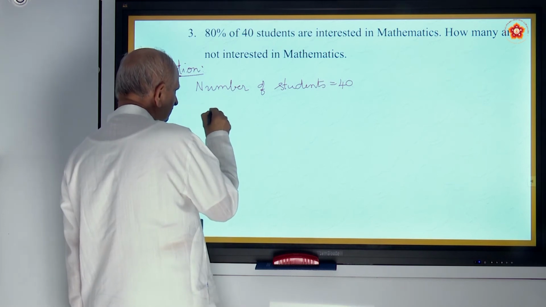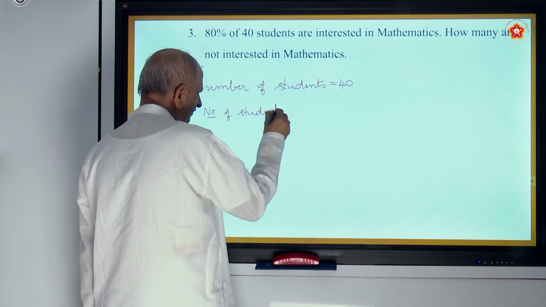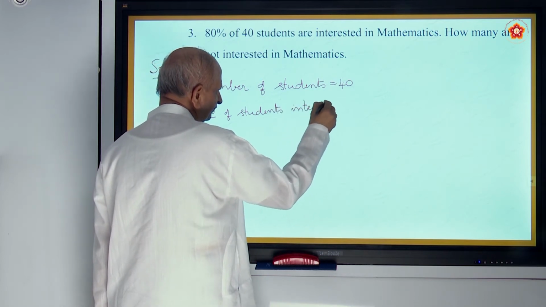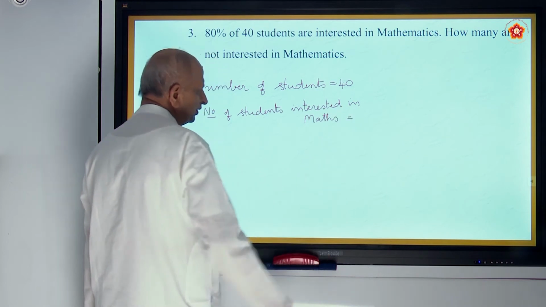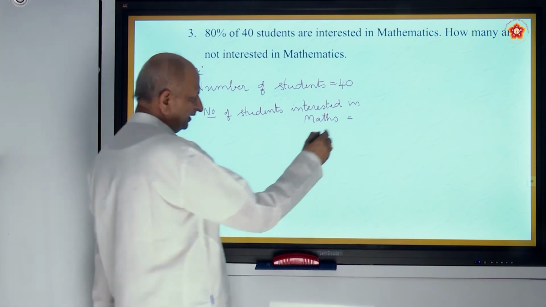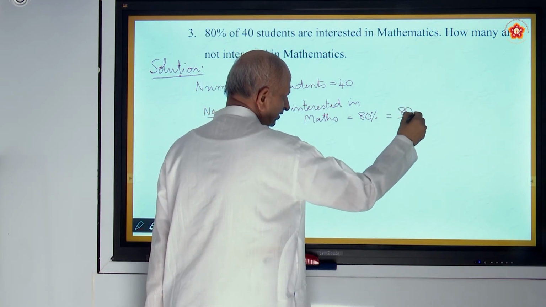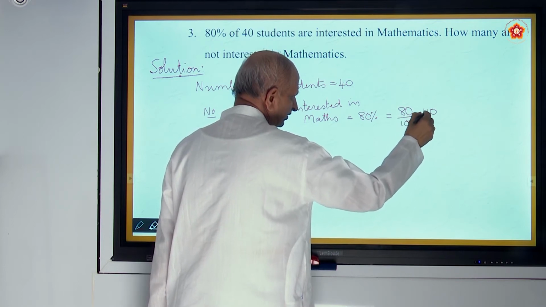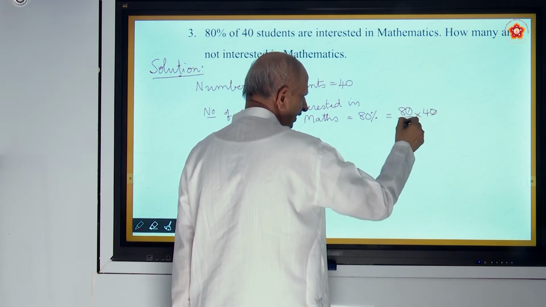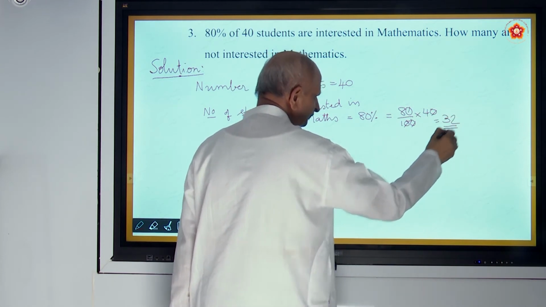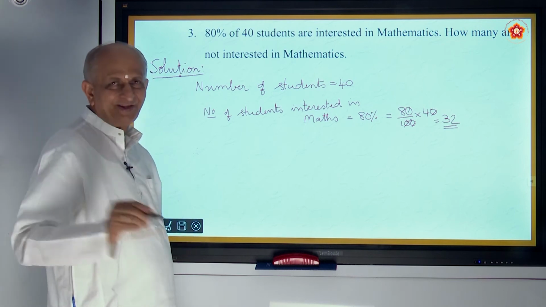So then you can write number of students interested in maths. How to do it? It is given as 80%. Means how much? 80/100 into 40. So that will be, 0 cancels and then 0 cancels, 8 4s are 32. 32 are interested in mathematics, and therefore they are asking how many are not interested.